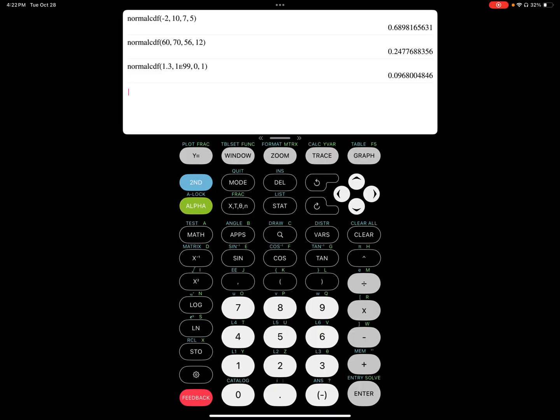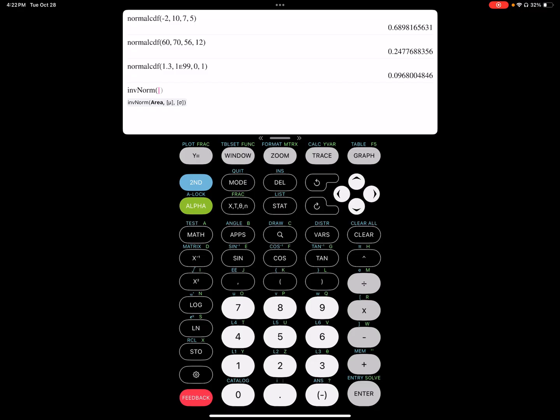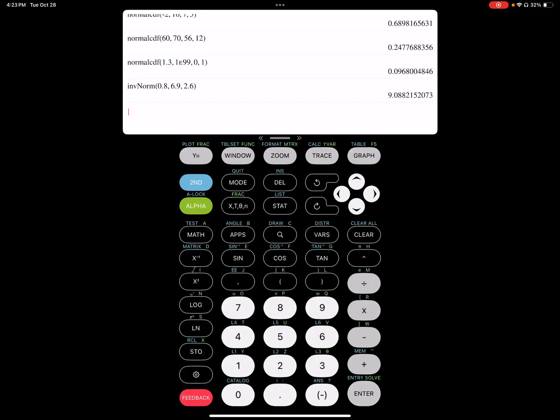So I'm going to go to second bars, and it is number 3 on this particular calculator, my inverse norm. It tells me I want the area, which is 0.8. Then I'm going to need that mean, which is 6.9. And then I'm going to need that standard deviation, which is 2.6. Okay, and that's going to give me 9.08.